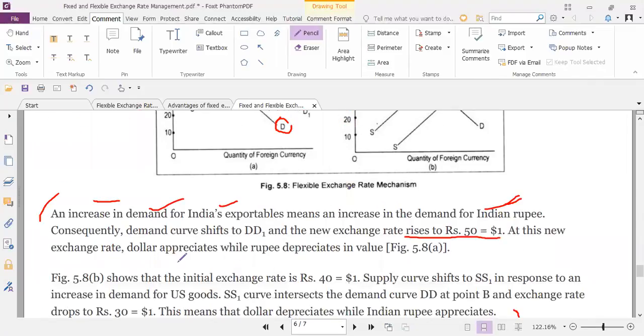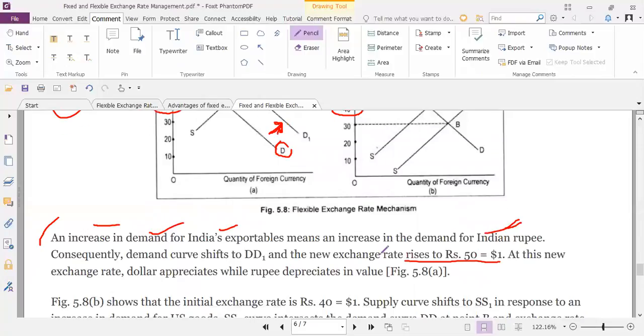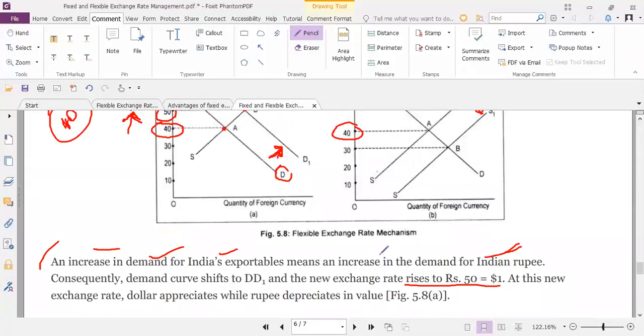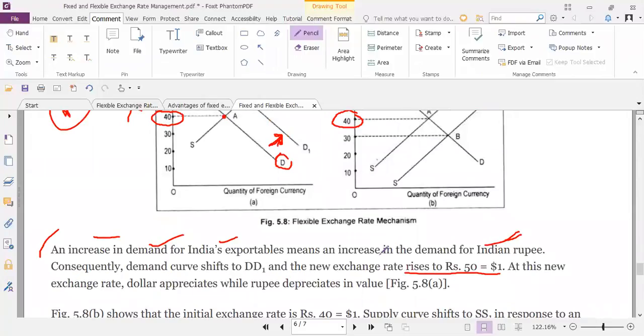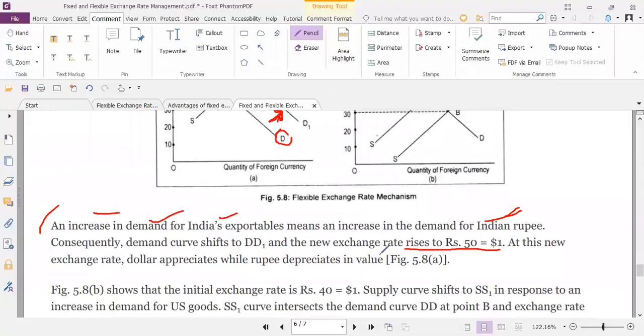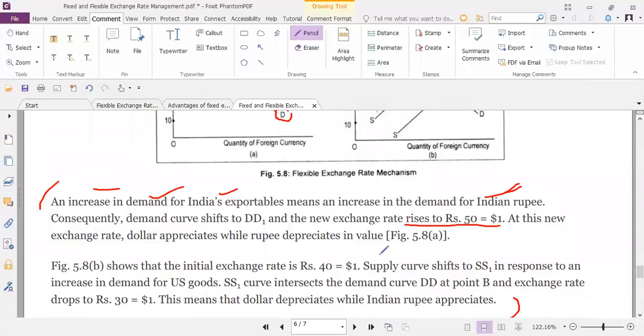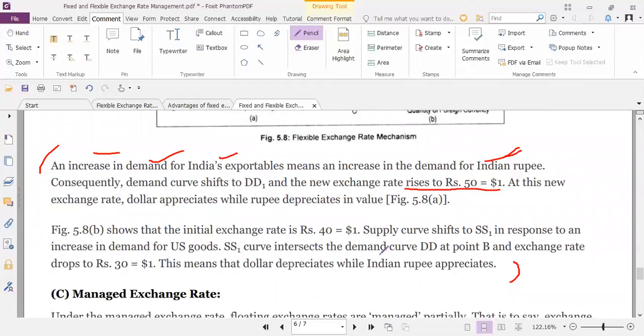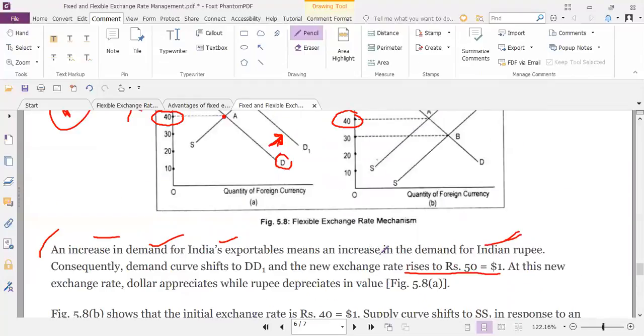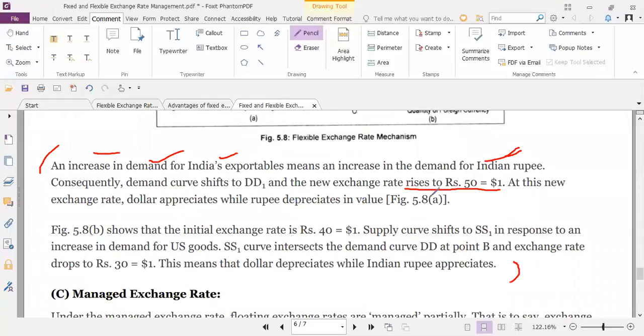At this new exchange rate, the dollar appreciates while the rupee depreciates in value. So this was in figure A. Now we'll be talking about figure B, the second graph.